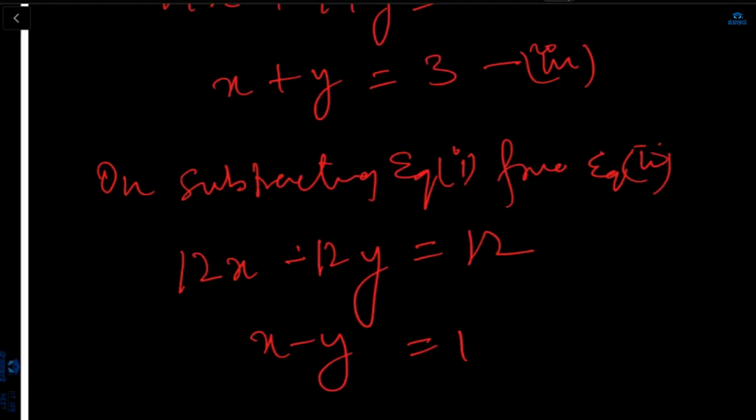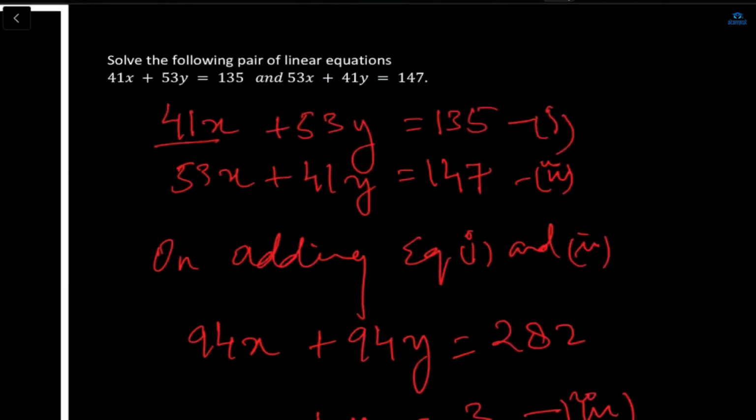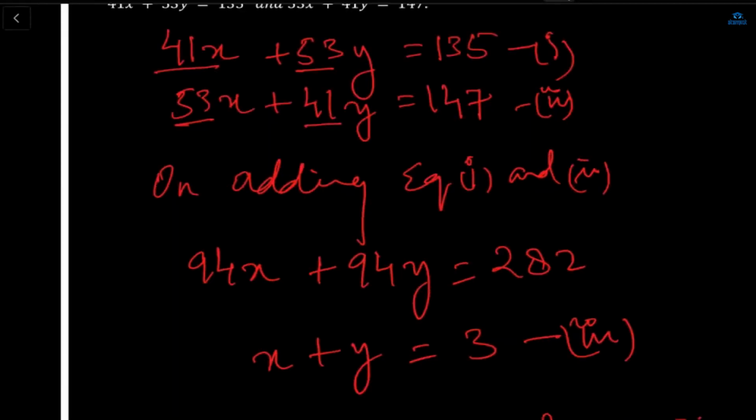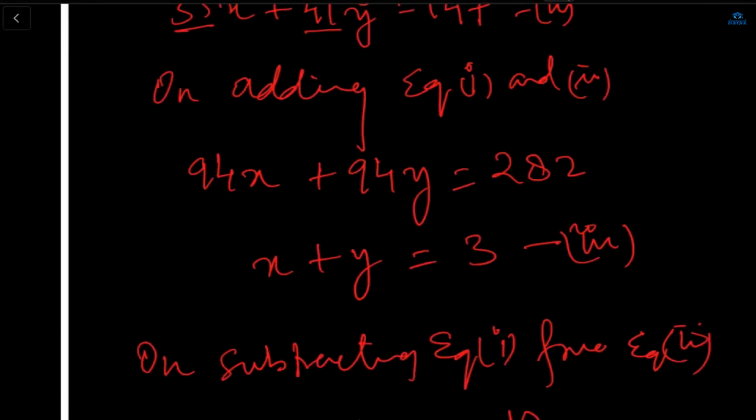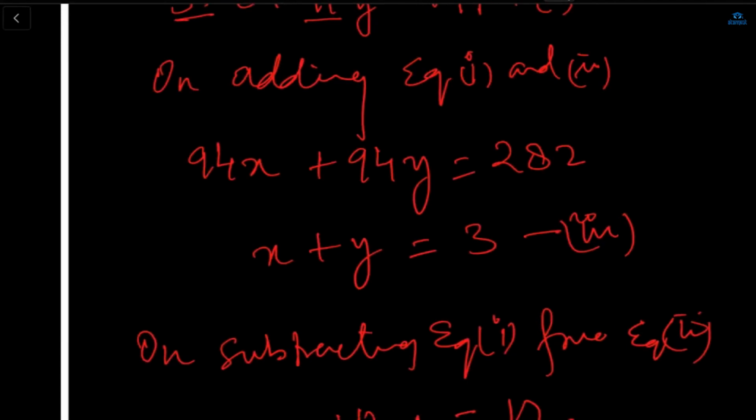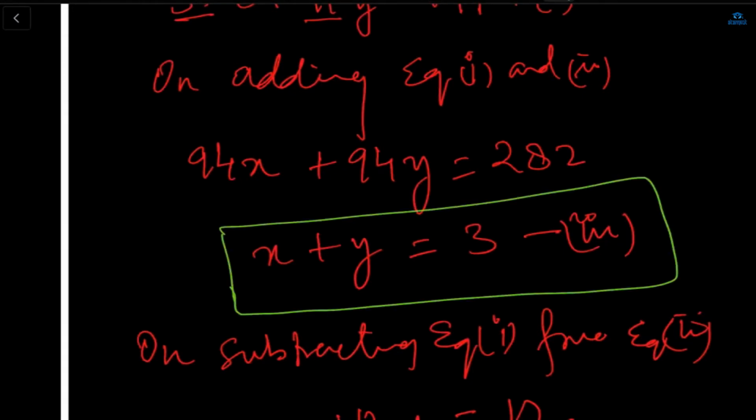Got it? So in this way also, but for which type of question will you solve this way? If the coefficients of X and Y are interchanged, as here 41 and 41, 53 and 53, then the easy way is to add both the equations and subtract both the equations. Then you'll get another two equations. Again you will be getting two equations. The first one is this and the second one is this.